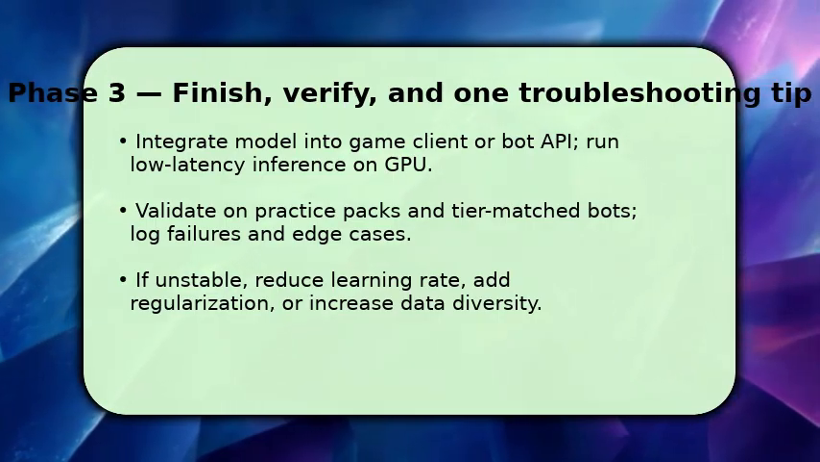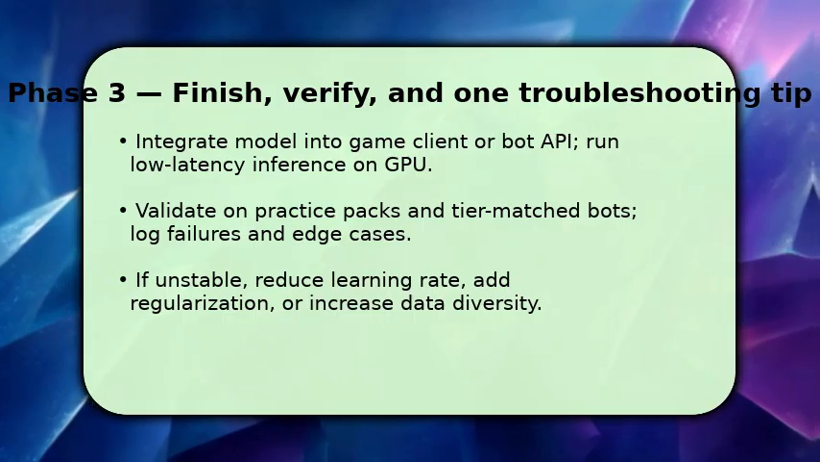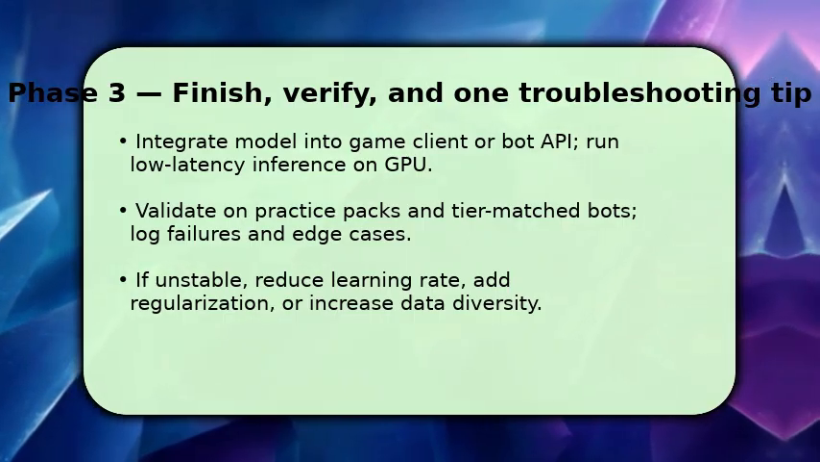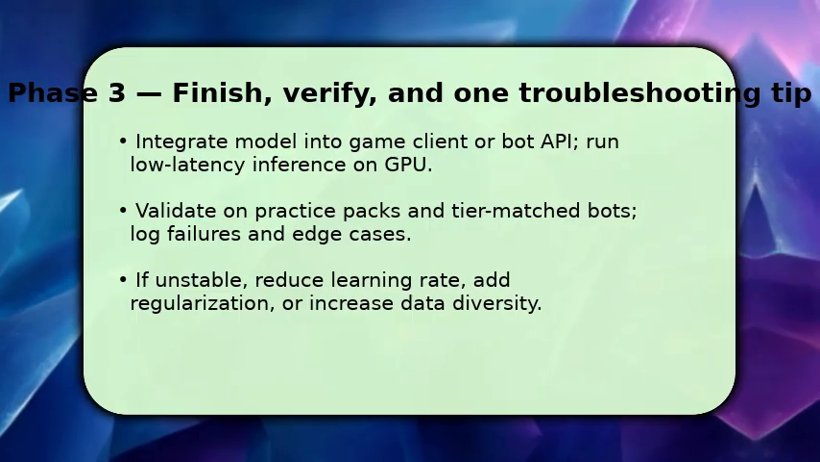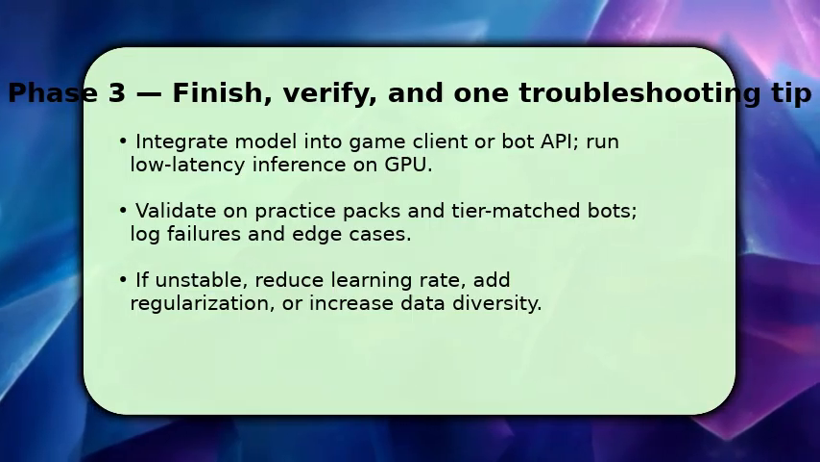Run low-latency inference on GPU and validate on practice packs, then scale to scrimmages versus tier-matched bots. Log every failure case so you can iterate.